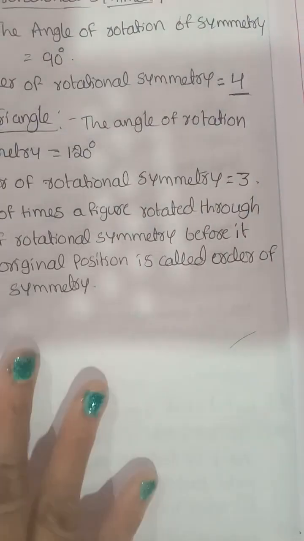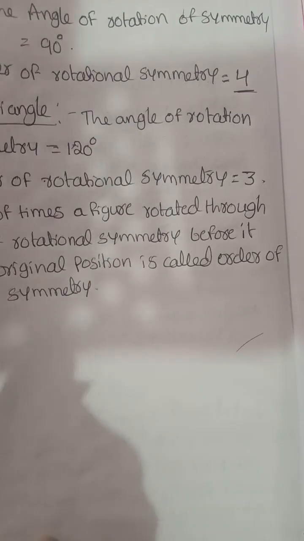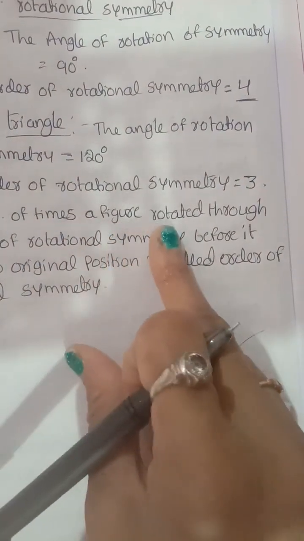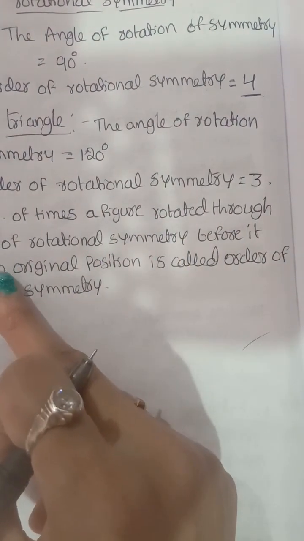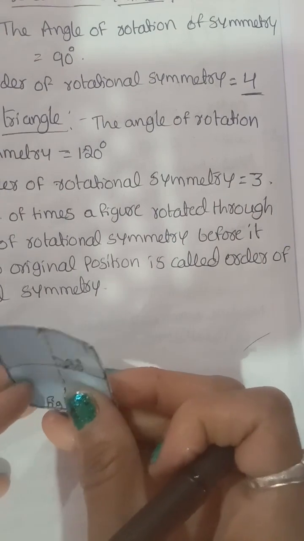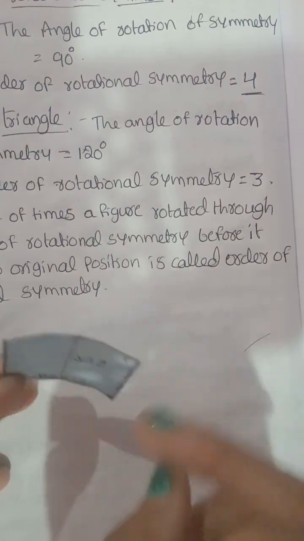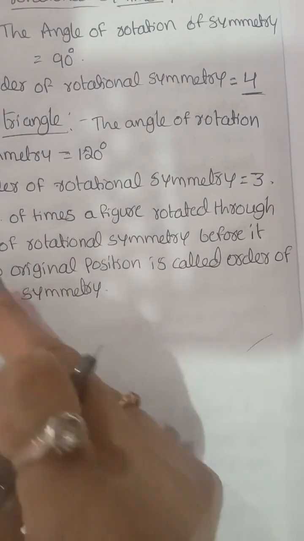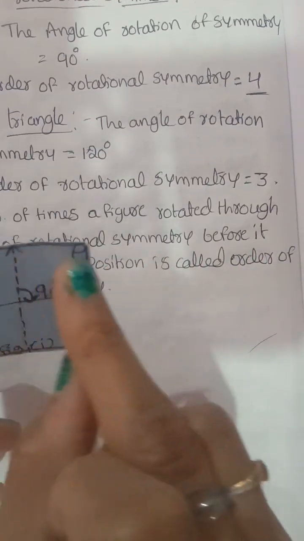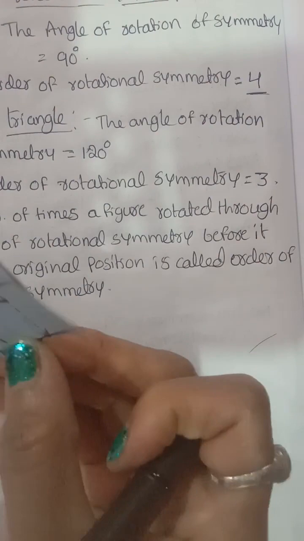Okay Gagan Sai, do you understand? That is, the number of times a figure rotates through its angle. If it's this figure, it is rotated 4 times, so the angle is 90 degrees every time. That is the angle of rotational symmetry. If it rotates 4 times, we get the same original position.